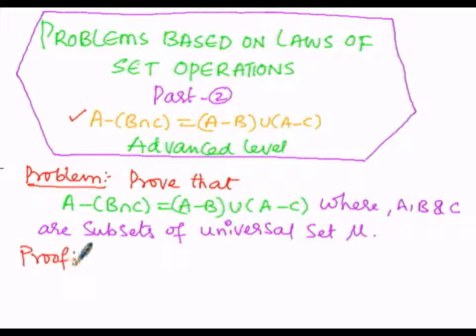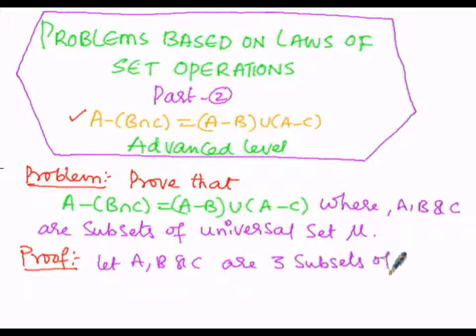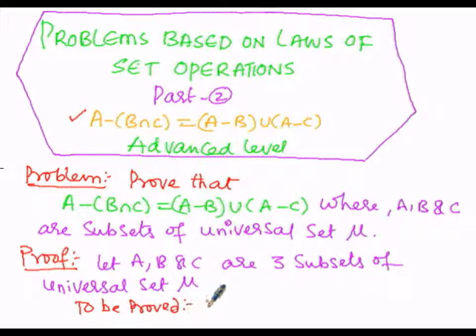Then now proof starts. So in our proof, as per the problem we have to prove, let A, B and as well as C be three subsets of universal set, that is mu. Then now the condition to be proved is A minus of B intersection C is equal to A minus B union A minus C.